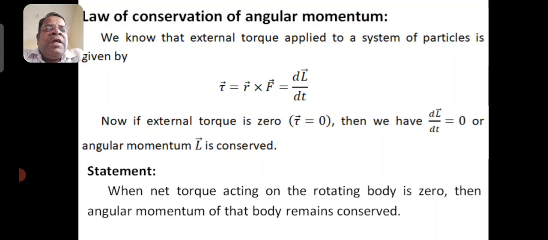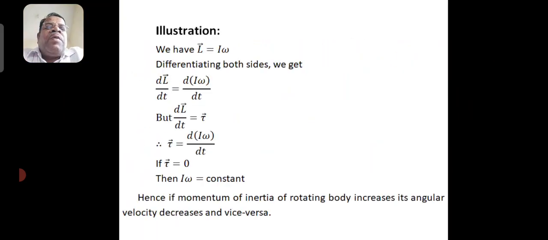In case of linear momentum, the net force acting on the body is 0, but in the case of angular momentum, if the net torque acting on the rotating body is 0, then angular momentum of that body remains constant. This is known as the law of conservation of angular momentum. Now we have to go through the illustration.